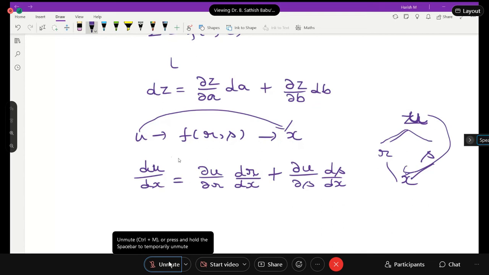Therefore, you will get an ordinary derivative on the left hand side. And in turn, U is dependent on two more variables, that is the intermediate variables. Therefore, you are forming partial derivatives here, ∂u/∂r and ∂u/∂s. Am I correct? But r is dependent only on x. Therefore, you will get dr/dx here and ds/dx here. That's the formula.